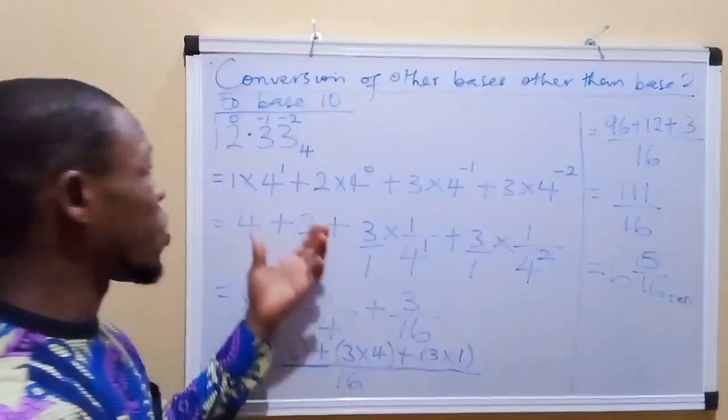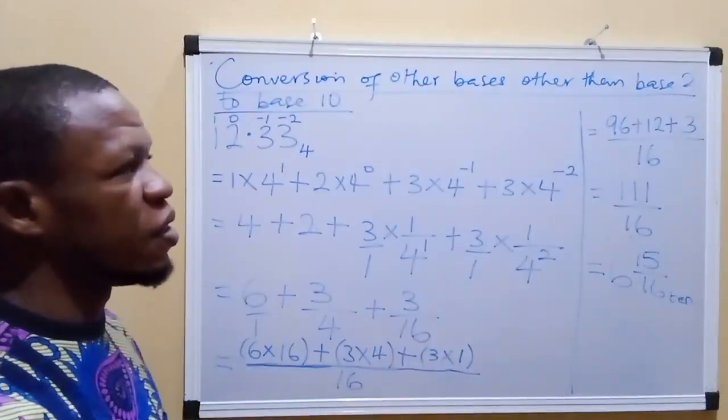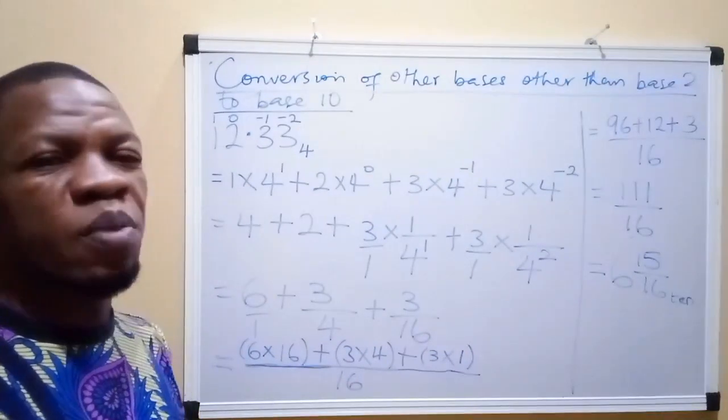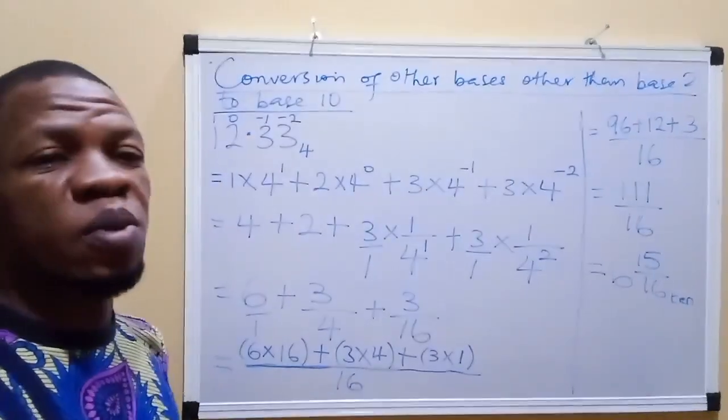Wow. You can see that we have arrived at the solution of this problem. This is to show us that other than base 2 numbers, we can convert every other base, base 3, base 4, base 5, base 6, and so on, all to base 10.